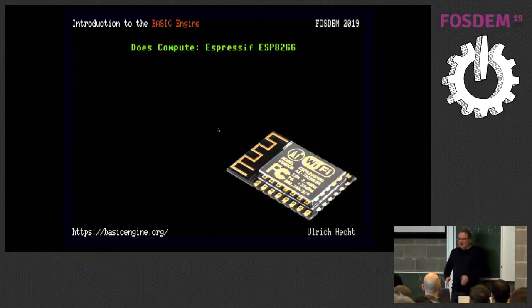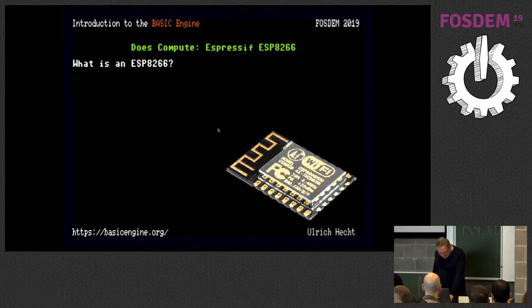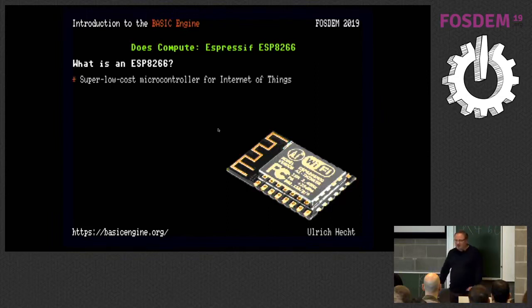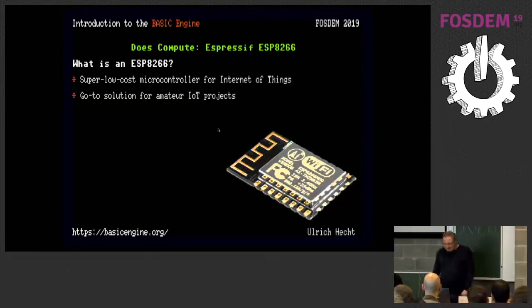So you need something that executes code if you want to make a computer, and if you look for a cheap microcontroller with a lot of memory, the first thing that comes up is this. This is the Espressif ESP8266. So what's that? It's a super low-cost microcontroller for IoT stuff, and it's basically the go-to solution for makers who want to connect random hardware to the internet.